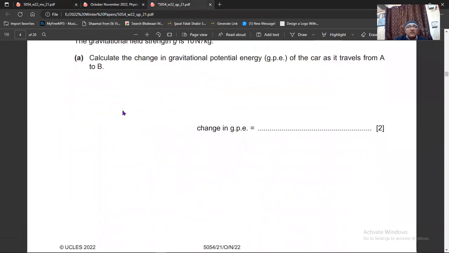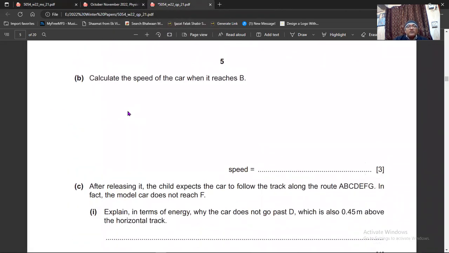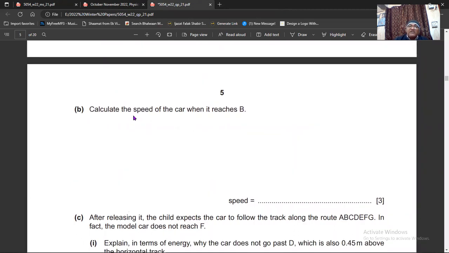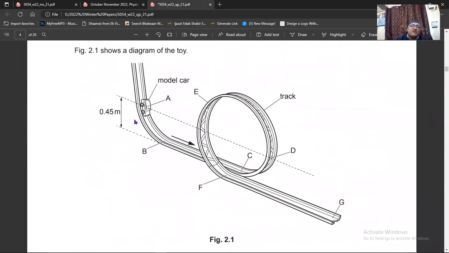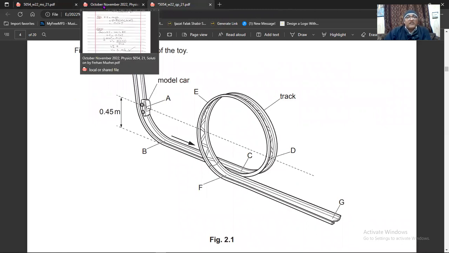Solution. Question number 2 and its B part. Calculate the speed of the car when it reaches the B. So you see, when this car is at A here, it has purely gravitational potential energy. When it comes down to B, all its gravitational potential energy will convert into kinetic energy. And so the gain in the kinetic energy at the point B will be equal to the loss in the gravitational potential energy at the point A.